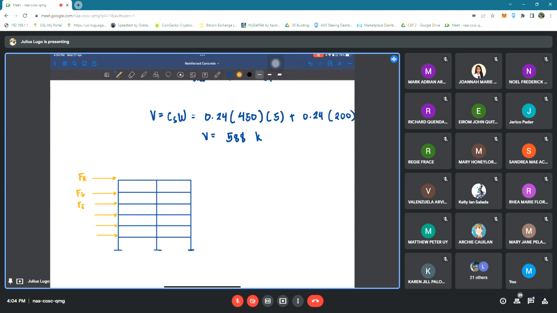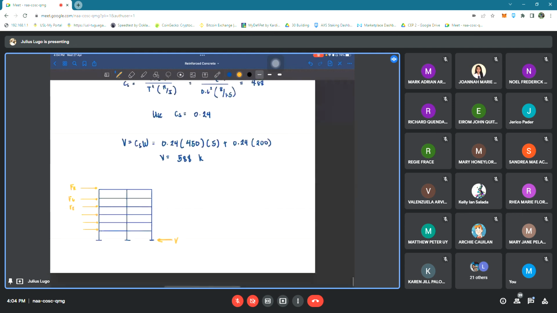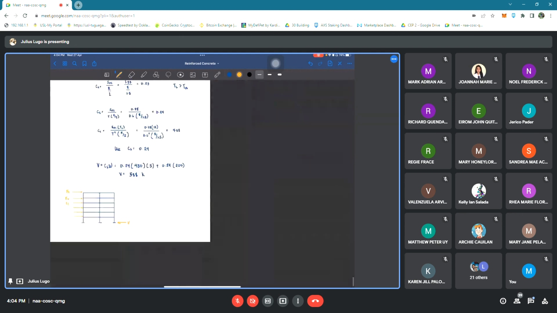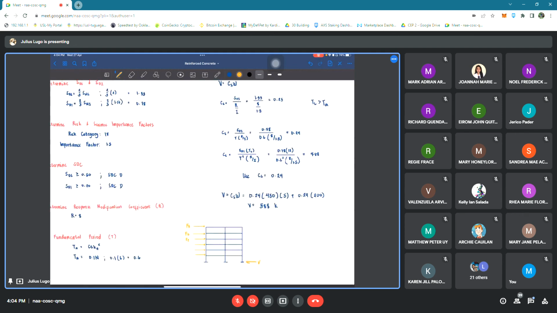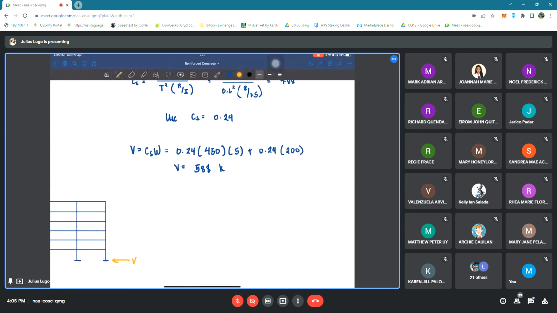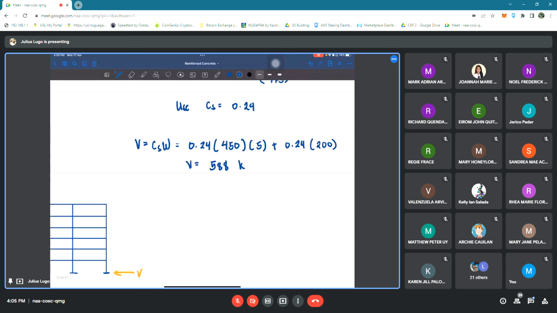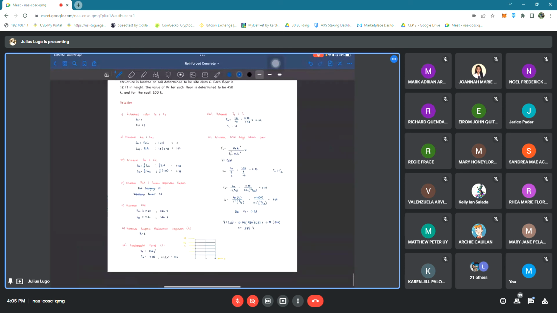Then here is our base shear. So we're going to transform the base shear into equivalent forces per level. So I'm going to move this. Okay, so let's start calculating the force on the roof. So the force on the roof is now equal to, wait, I'll just use this here.